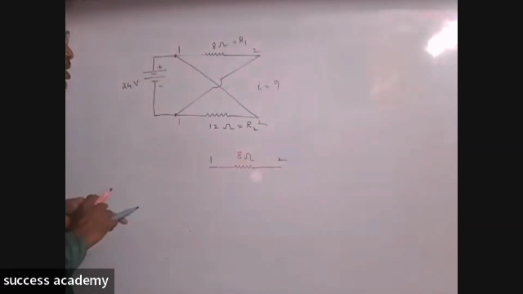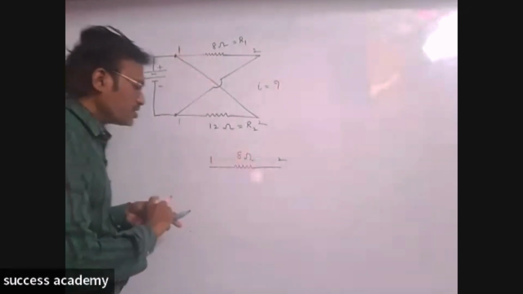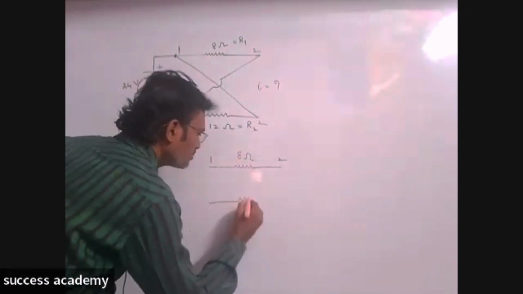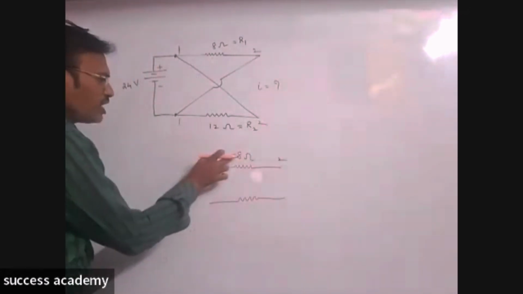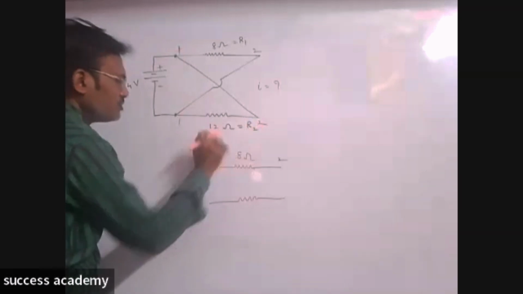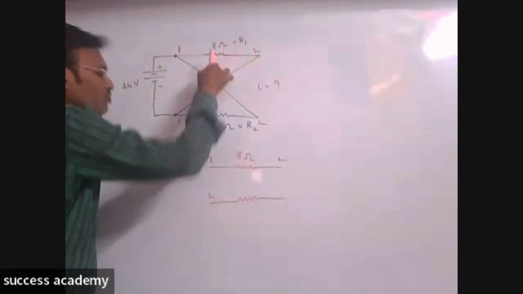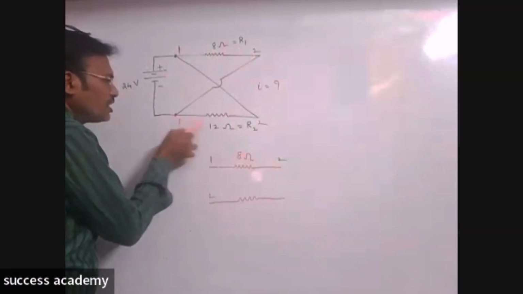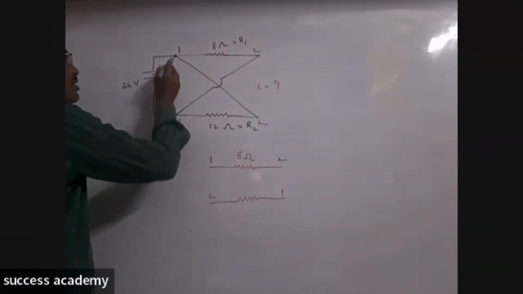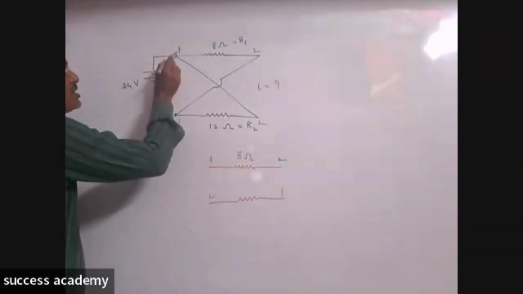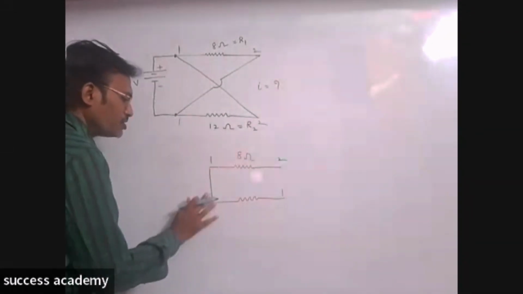Listen. The second end of the 12 ohm resistor is connected to the first end of the 8 ohm resistor. So here I am taking the resistance like this. To the first end of the 8 ohm resistor, the second end of the 12 ohm. The second end of the 8 ohm resistor is connected to the first end of the 12 ohm resistor. So like this I connected. After that, the first end of the 8 ohm resistor and second end of the 12 ohm resistor are connected to the battery positive terminal.